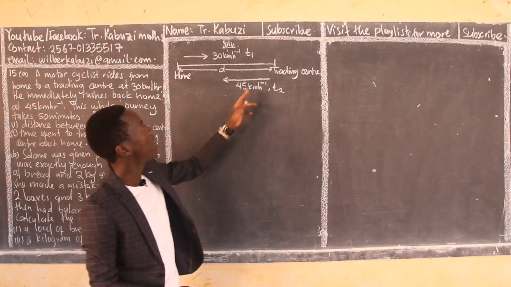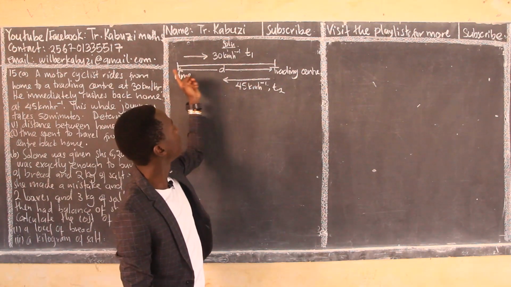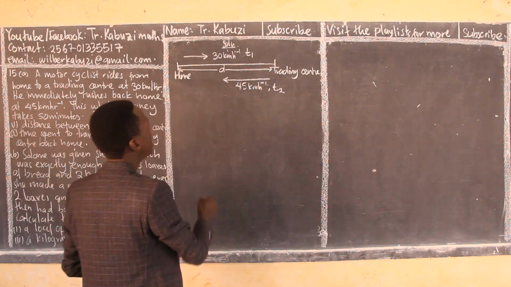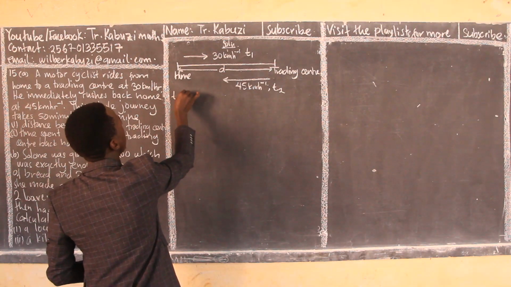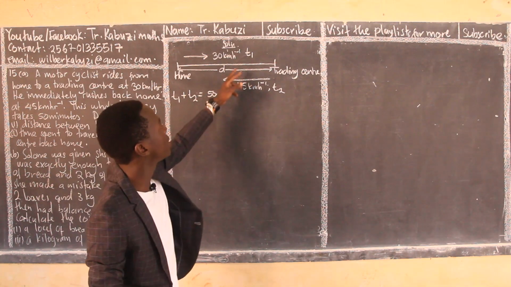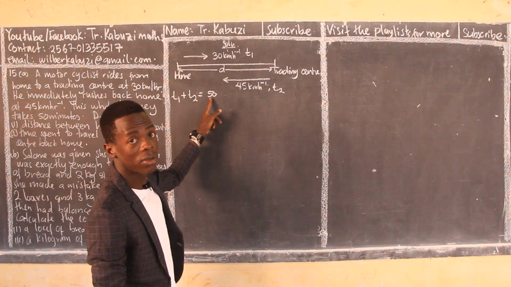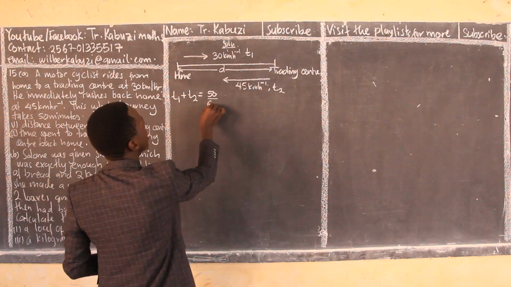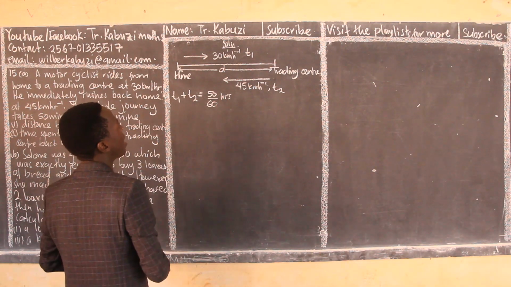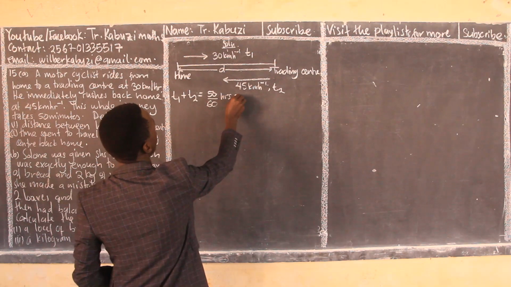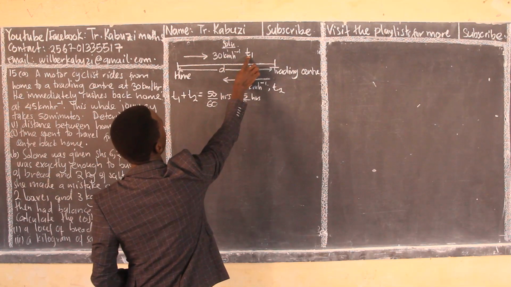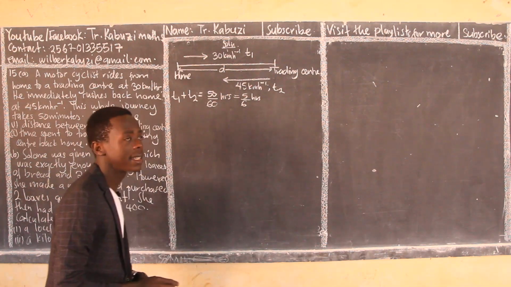But they're telling us that the total time spent going this side and then coming back is 50 minutes. So it means that when I get T1 plus T2, I should get 50. But because this is in minutes and I am dealing with hours, I convert to hours, so divide by 60. These ones are going to be hours, and you can see that this gives me 5/6 hours. So when I add T1 and T2, I should get 5/6 hours.